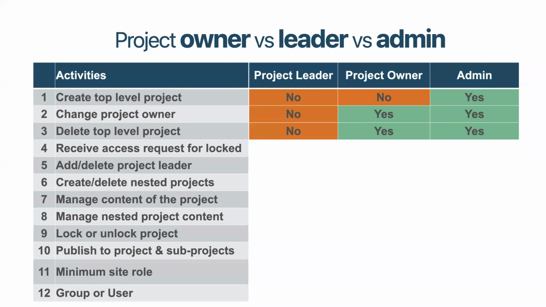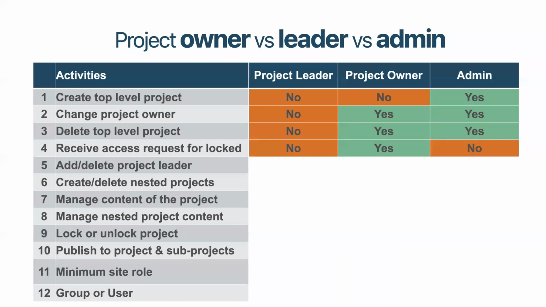Number 4, I'm going to move on a little bit quickly. Who can add or delete project leaders? Owners and admin, and a little bit more actually. Leaders can also, sorry, I'm going too quick. Project leaders can also add and delete other leaders. I skipped the one that's number 4, receive access request. When you send a URL to someone and they don't have access, they can click request access. The request will go to the project owner only, not leaders. Okay, I skipped that part.